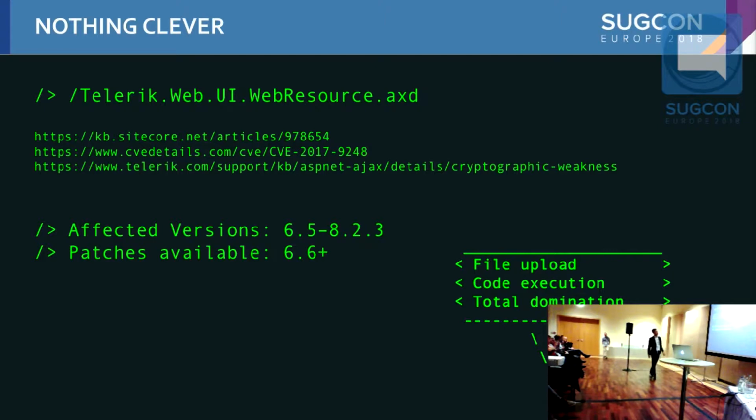You can also go to CVE details and find out that this is not a SUGCON issue, this is a known .NET issue. You can find plenty of links to blog posts explaining how you can attack this cryptographic weakness that Telerik has in this module. All known stuff, you can be a script kiddie and go completely nuts.